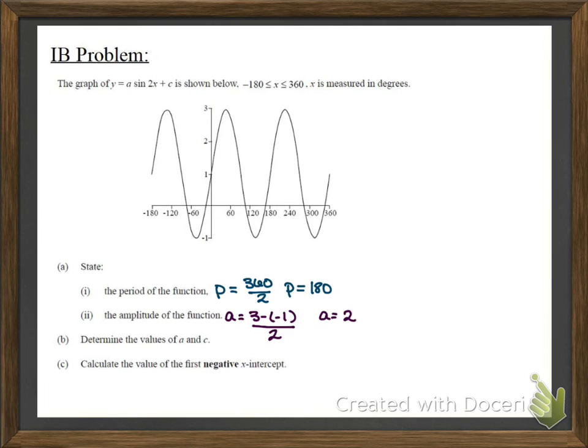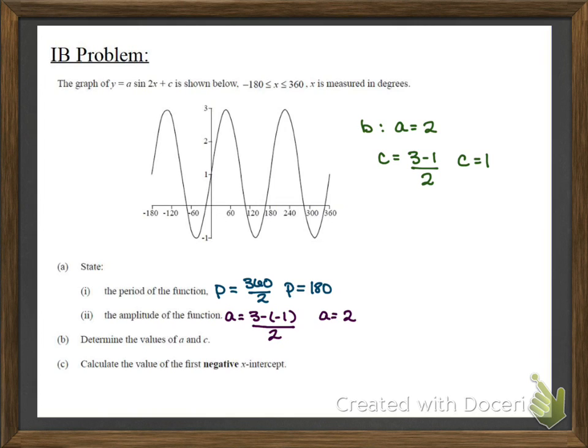So A and C, we need to find those values. Like we said, we couldn't use A in the equation, but we just solved for it and we got 2. C is the same as D, so y max plus y min divided by 2, which would be 3 plus -1 divided by 2. We get C equals 1.